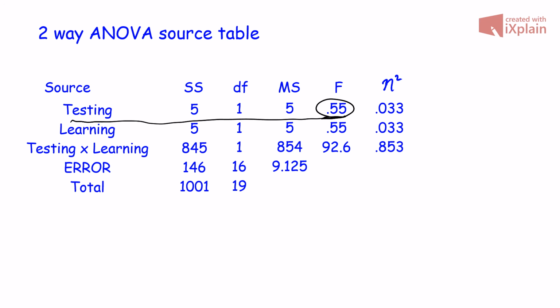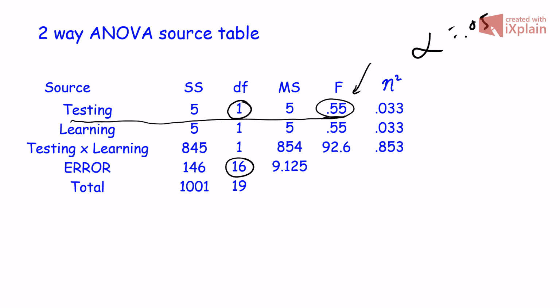We would compare that to the critical value, and the way we would find the critical value is we would take 1 and 16, and we would look that up in the back of the book. Under an alpha value of 0.05, always assume that we're going to use an alpha value of 0.05 unless you are told differently. 1 would give you the column, 16 would give you the row, and then you would find a critical value there.